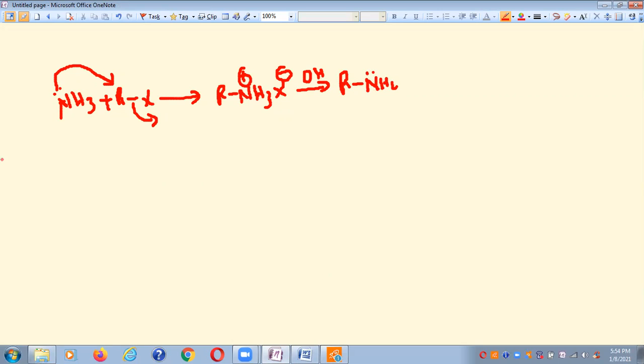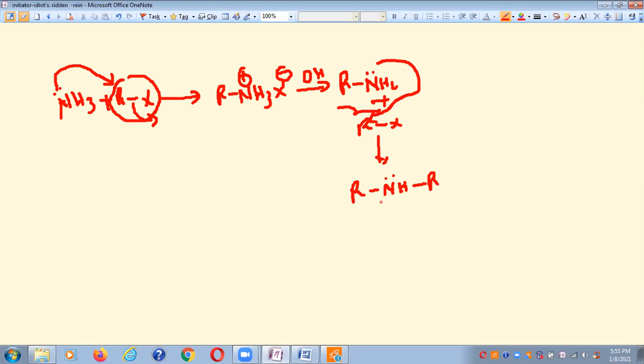Now, if the alkyl halides are in high proportion, or we can say in excess, then what happens? This alkylamine further reacts with one more alkyl halide, and thereby we get a secondary amine. Further, this secondary amine is more basic, so it again reacts with one more alkyl halide and we get a tertiary amine.